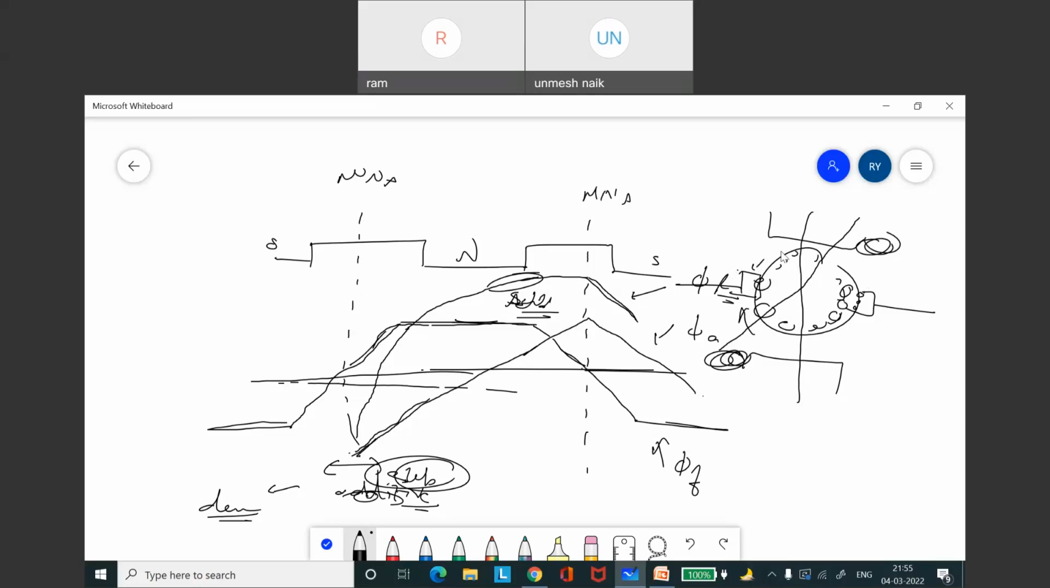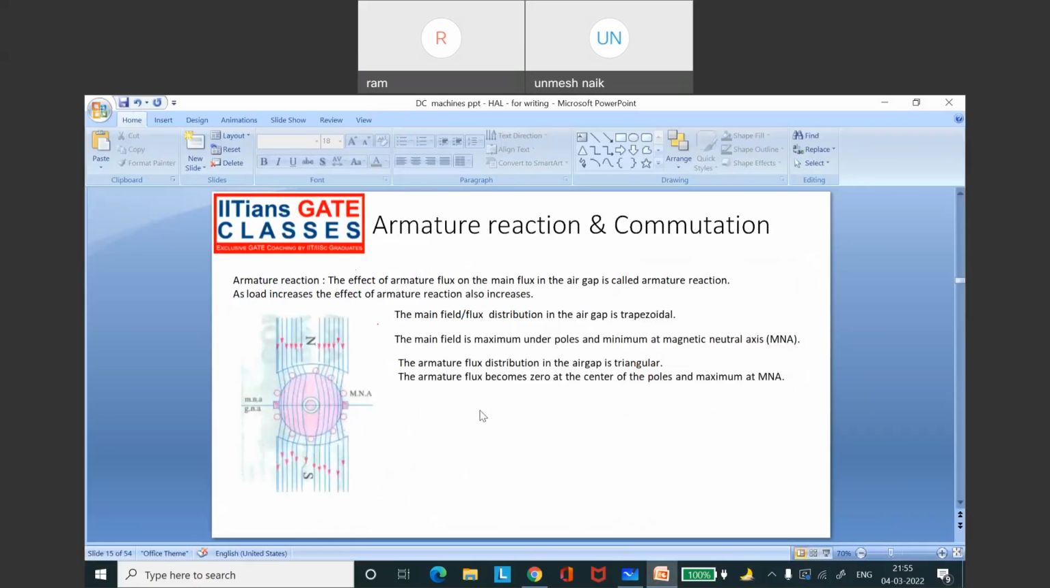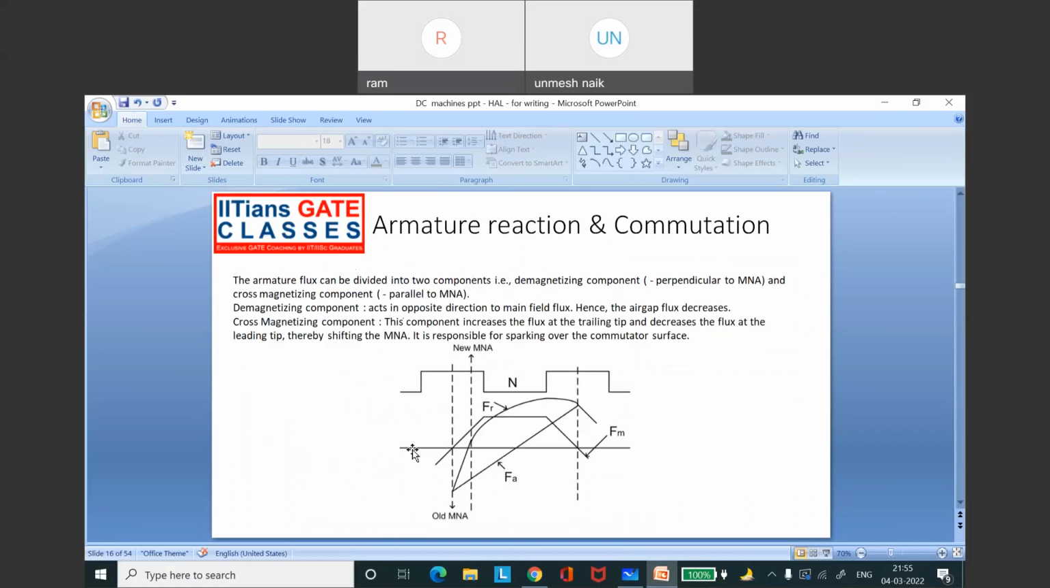Are you clear? Clear. I'll show you a better picture in this slide. See, this is the old MNA, that means without the armature reaction. MNA is where the flux crosses zero. Now, because of the armature reaction, this is the resultant flux, and the resultant flux is crossing zero here. Because of which the MNA gets shifted. Generally poles are located at the old MNA point. In this figure it is not clear.